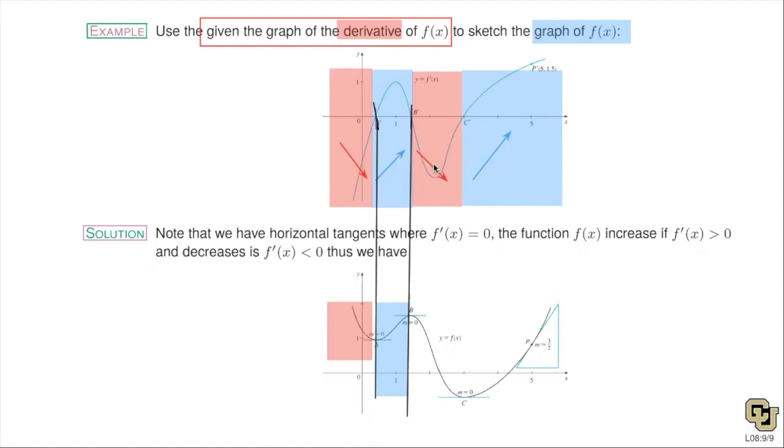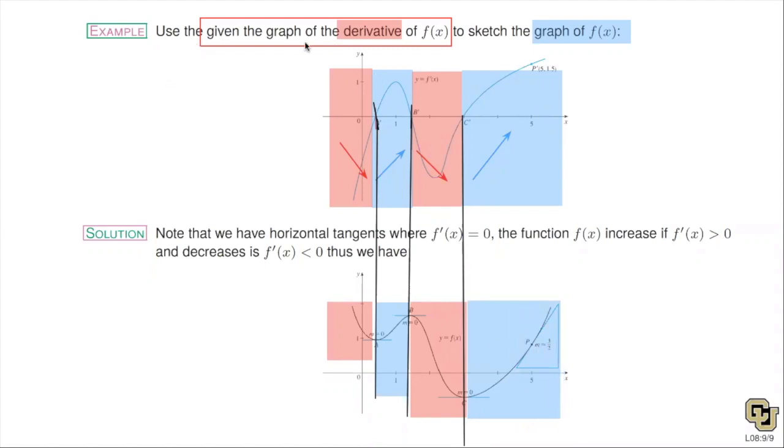And now the graph of the derivative is below the x-axis, so the function is decreasing. And at the x-intercept of the derivative, we have another horizontal tangent, and then finally the function starts increasing again as per the graph of the derivative. The graph of the derivative is above the x-axis, so that means the function should start increasing again.